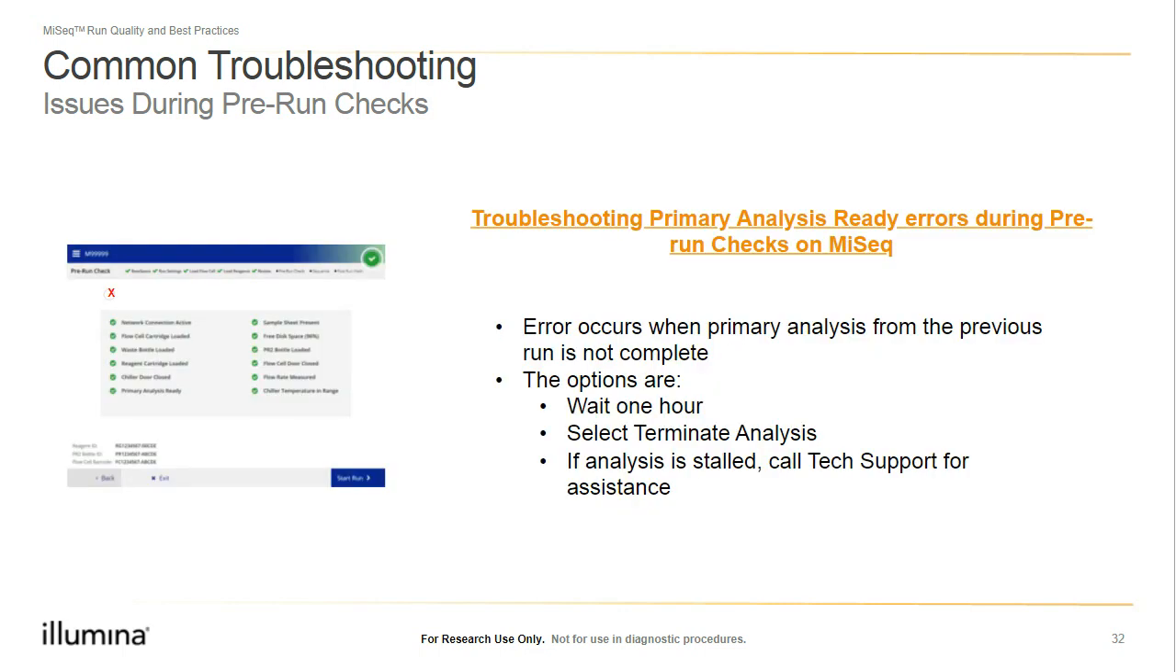Another pre-run check issue we may encounter is the primary analysis ready test. This error occurs when the primary analysis performed by RTA from the previous run has not completed yet. The options are, we can wait 1 hour and see if the analysis is able to complete. If after 1 hour the analysis is not completed, you can choose to terminate the analysis. But note that this option will be available at any point. We just usually want to give it an extra hour to try to complete.